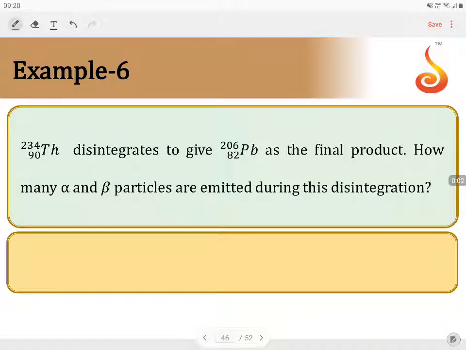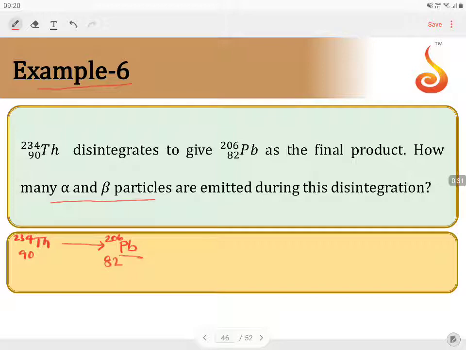Now we are going to discuss a very important example on how to find the number of alpha particles and beta particles involved in the radioactive disintegration of thorium to lead. According to the question, thorium 90, 234 changes into lead 82, 206.